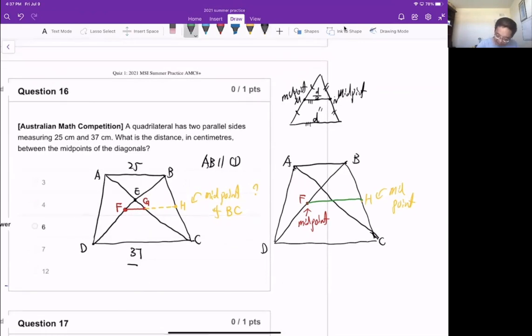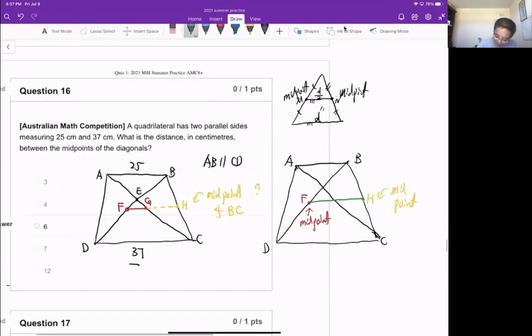Okay, so now if this is the middle point, this is the middle point, and then we know the FH will be parallel to CD, right? But also CD is parallel to AB, so we have FH is parallel to AB. Now, if FH is parallel to AB, we just use this similar triangle. This is 1 to 1, and therefore this is also 1 to 1, right?